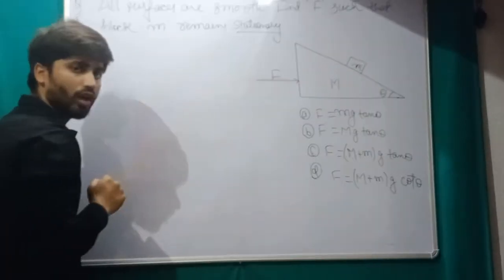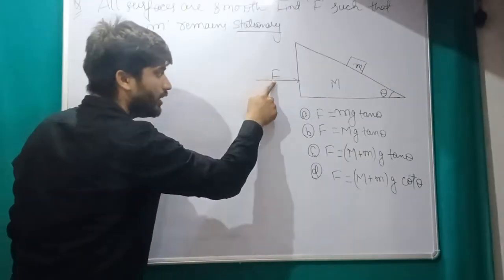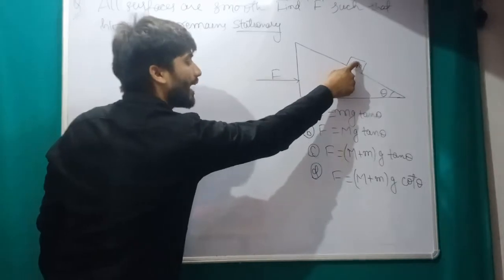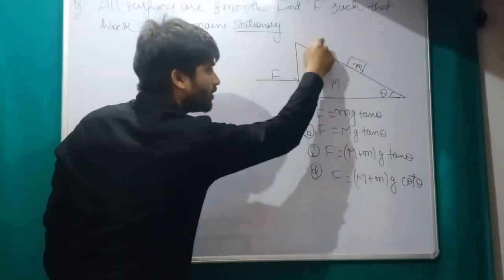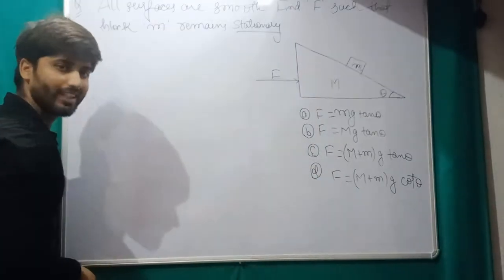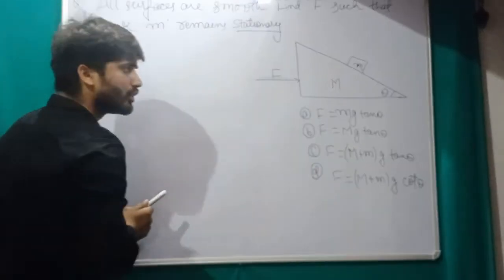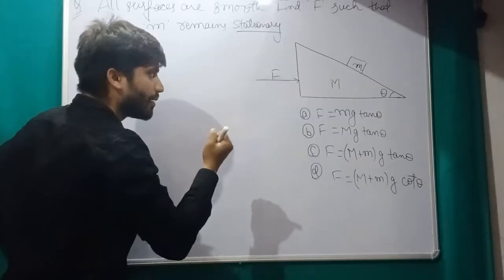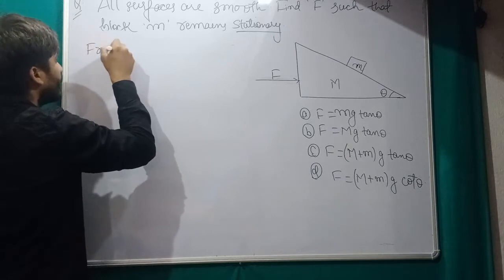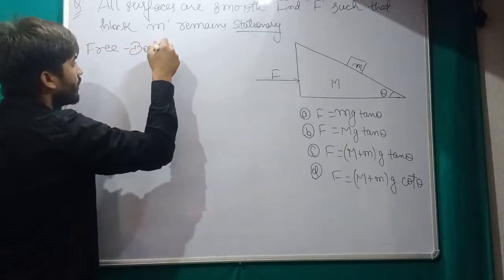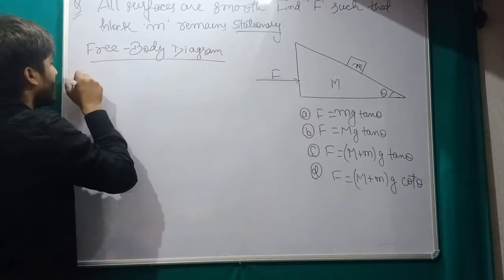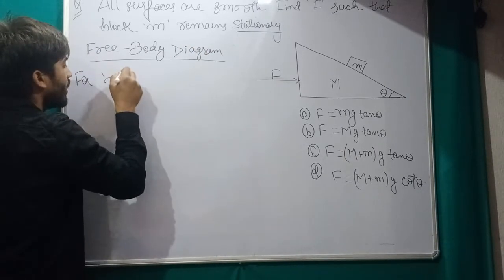So what do we have to solve? We have to find the value of force such that the small block m remains stationary on this surface, and these are the options available here. So how will I have to start? We first have to draw the free body diagram, free body diagram for small mass m.